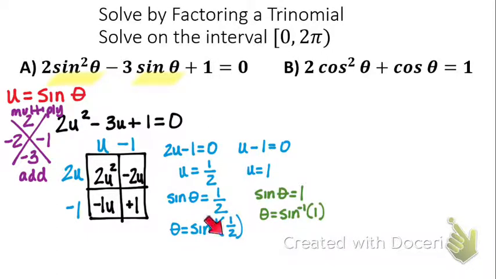So let's start off with the 1/2. Go ahead, look at your unit circle and list all of the places where sine is positive 1/2 and then where is sine equal to 1. And that would be your solution.